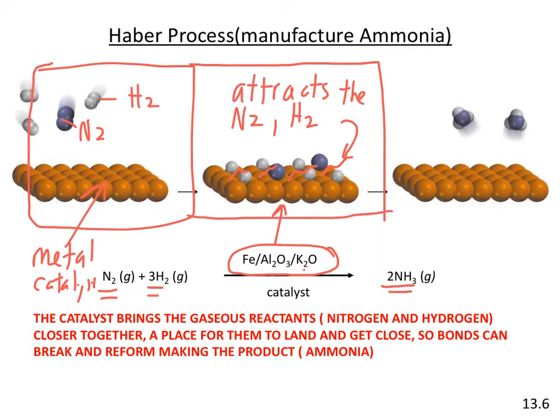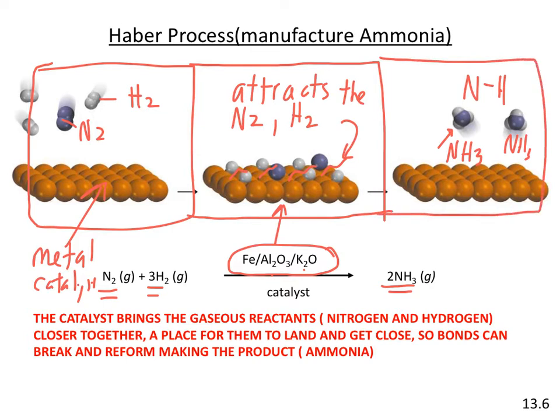And after the new bonds are formed, so this is NH3, and this is also NH3. So when these new NH bonds form on the catalyst, you can remove this, and now you've got ammonia, and it's taken place with less energy because everything's kind of brought together. Okay, so that is the Haber process, and a very important manufacturing process for fertilizers in agriculture.